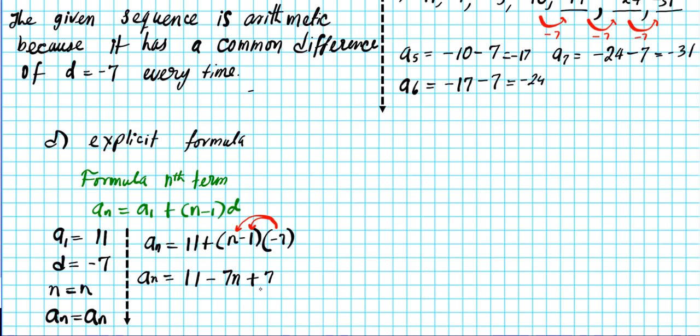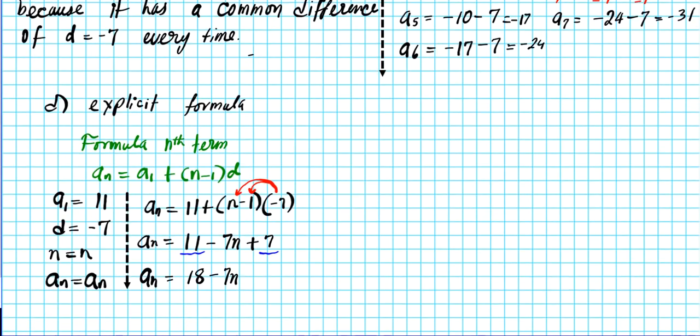Now to simplify, we have a constant here and a constant here, so we can combine those two, and we get an equals 11 plus 7 is 18 minus 7n. And that, ladies and gentlemen, is the explicit formula for the given arithmetic sequence. Okay, so let's just put a side note here. This is the explicit formula.